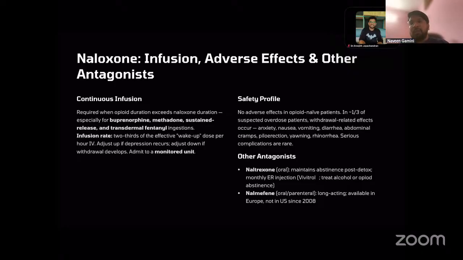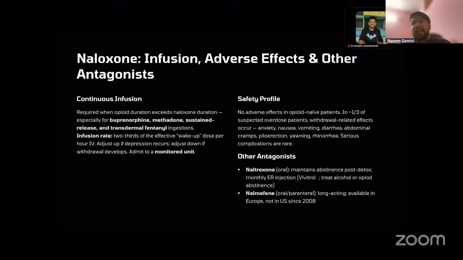What about naloxone's adverse effects? Naloxone usually has no adverse effects, but in suspected overdose patients, as we increase the dose of naloxone, there can be withdrawal effects. So these withdrawal effects will be the adverse effects. What are the withdrawal effects? It can be anxiety, nausea, vomiting, diarrhea, abdominal cramps. We'll further discuss the withdrawal in a separate section.